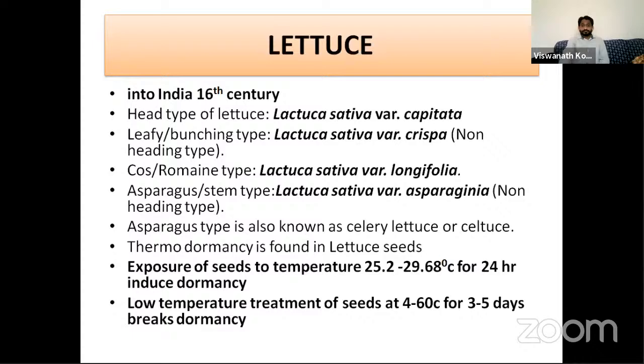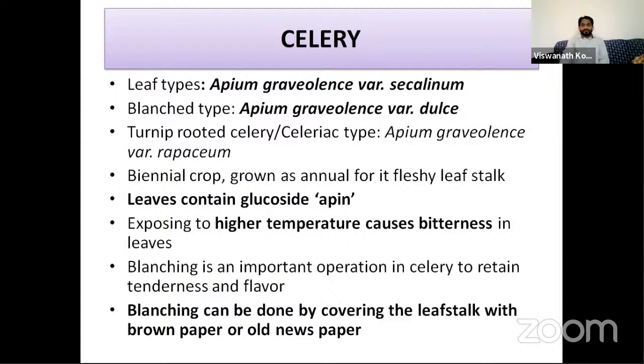Celery is another important salad crop. Leaf types are variety secalinum, and the branch types are variety dulce, and the leaves contain the glucoside apiin. Exposure to high temperature causes bitterness in celery. Like leek, even in celery blanching is an important operation. We have to cover the leaves and shoots to prevent direct exposure to sun.